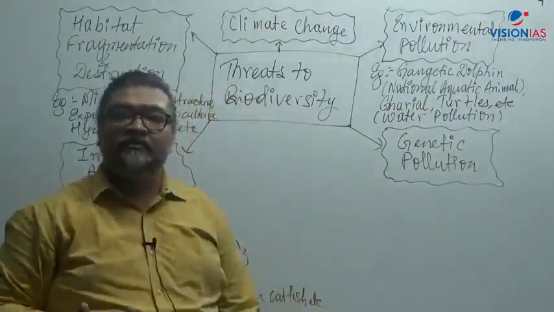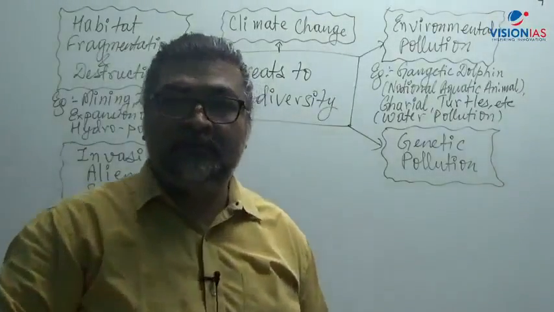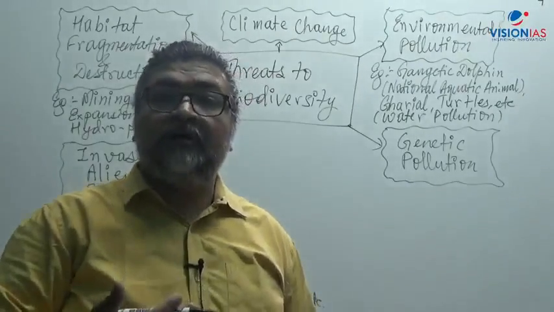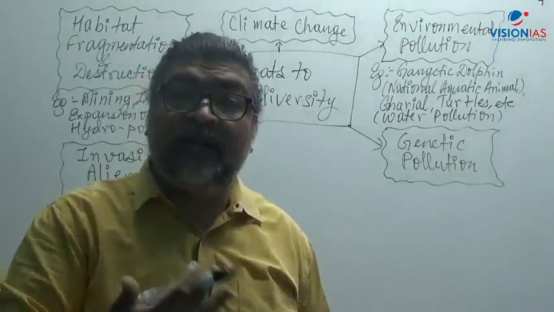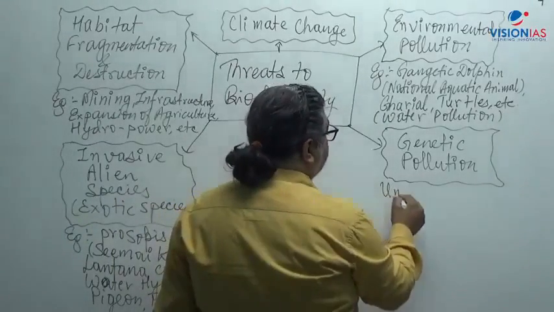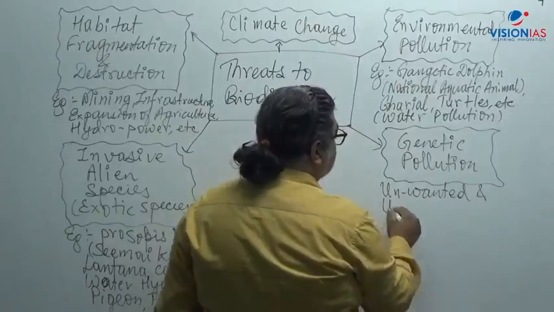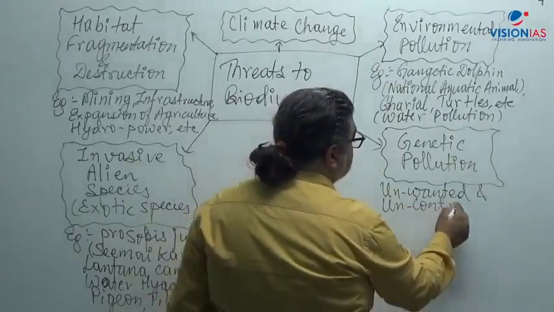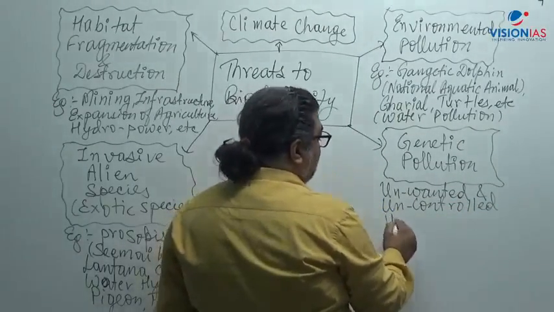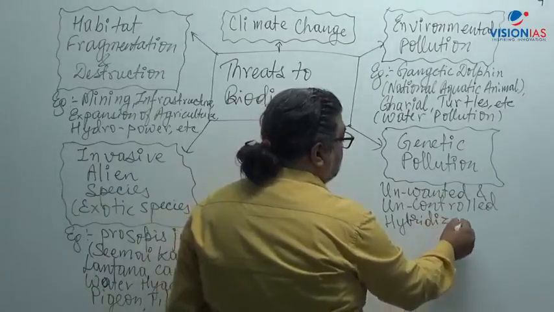At the gene level, at the DNA level, where we do unwanted, unrequired, and uncontrolled breeding and go for more and more hybrid varieties of plants and animals. Breeding of animals, that is hybridization.